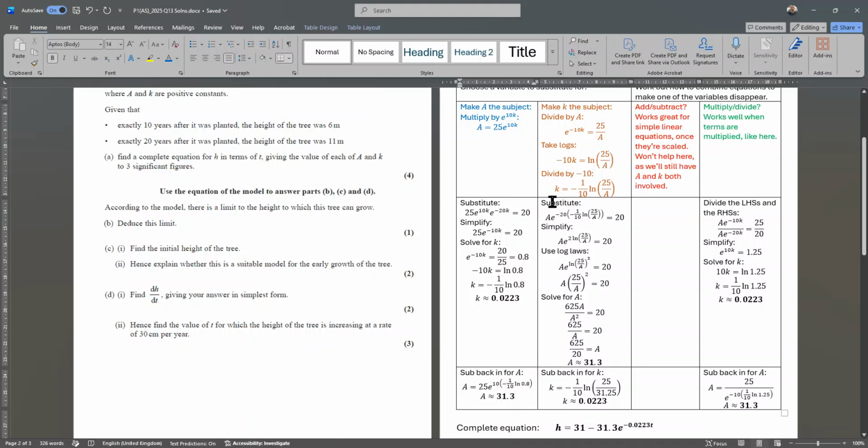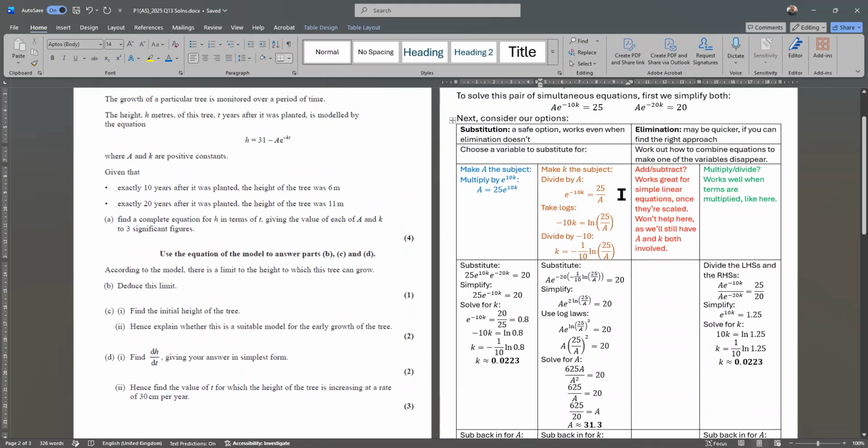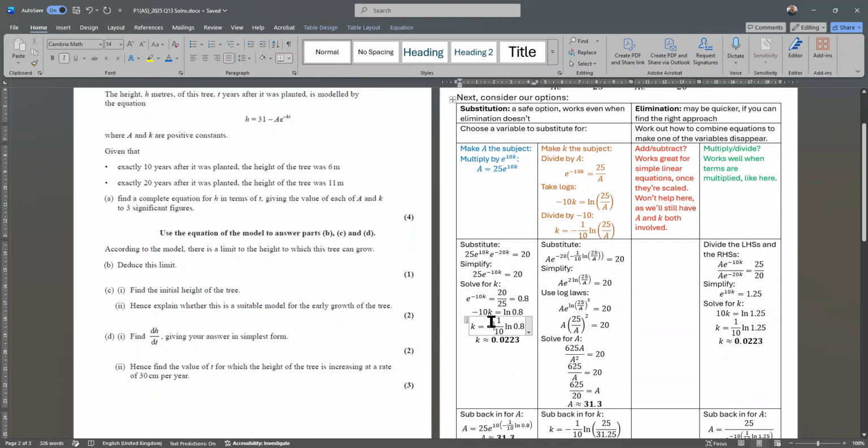Just for completeness, we'll have a quick look at what happens if you decide you're going to make k the subject. It's not wrong, it's just a bit of a long way round. We would have a few steps to make k the subject. We'd have to divide both sides of the equation by a, and then we'd have to take the natural log of both sides, and then we divide by minus 10. You'll recognize the steps because we ended up doing a similar thing later on in here, but it's a lot more work to then substitute that in and simplify the result.